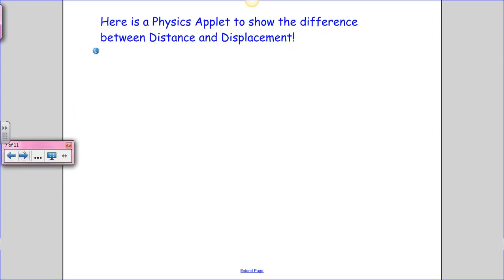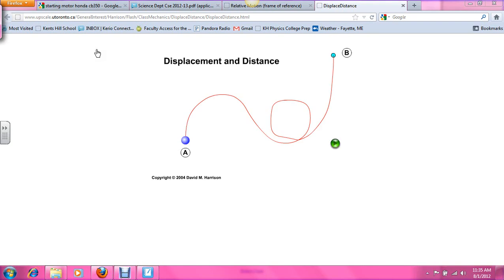So here's a little applet, again, to help us understand the difference between displacement and distance. So we have a little track here, which is the red line, and the blue ball will follow the red track. And it loops around, it goes from point A to point B. The distance that ball traveled is the length of the red curve. It doesn't matter that in the middle during the curve it started moving backwards and then forward again. Remember, distance is a scalar quantity, so direction does not matter.